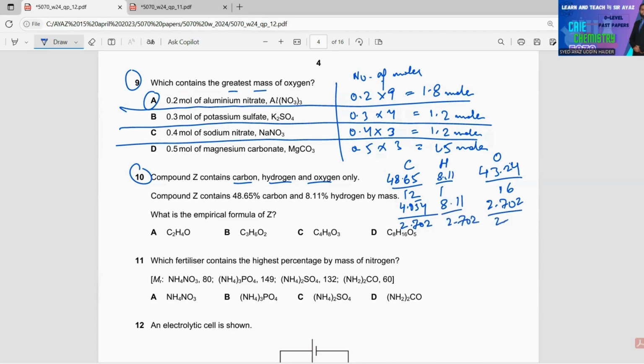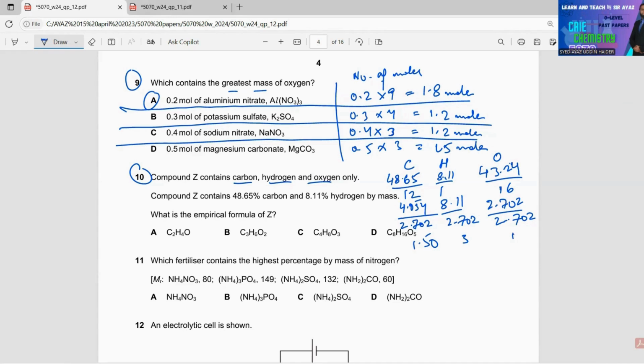2.702. So oxygen obviously becomes 1. What about carbon? 4.054 divided by 2.702 is 1.5. For hydrogen, 8.11 divided by 2.702 becomes 3.